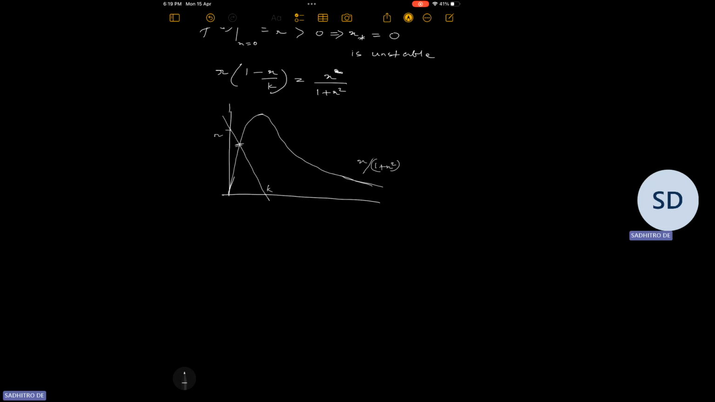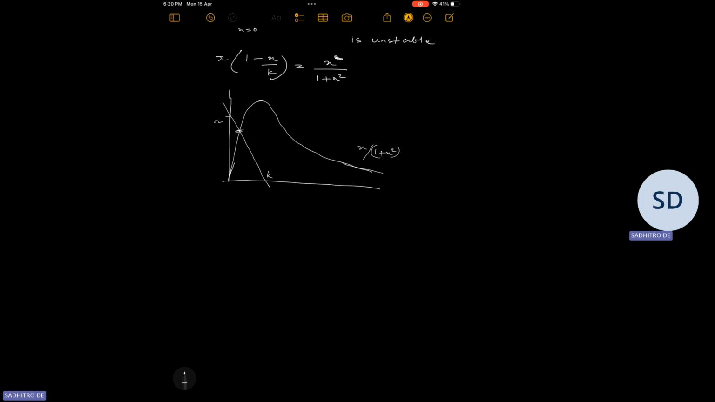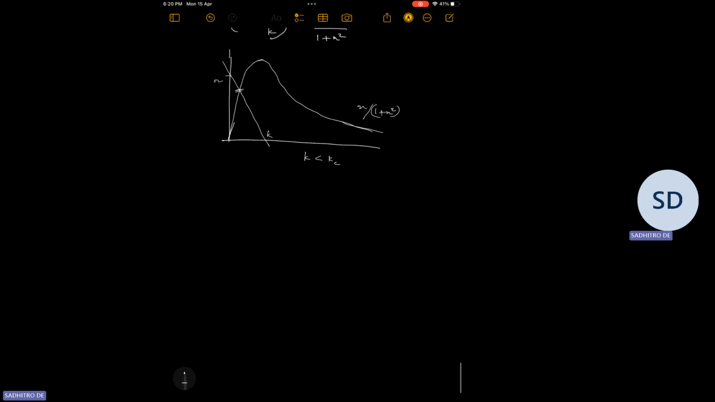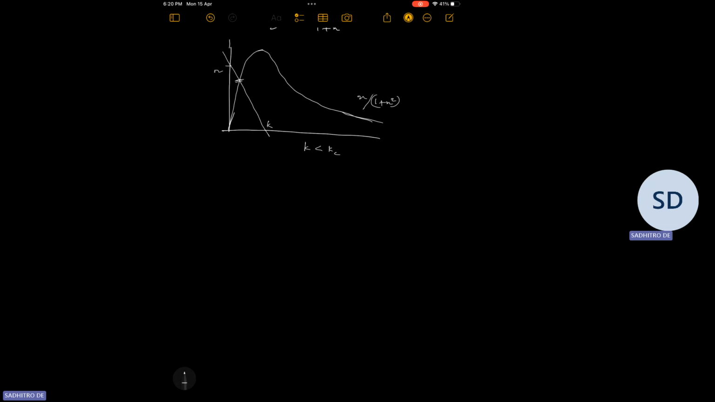Now let us see what happens as we change the parameters. Let us suppose that r is fixed and we change k. Let us first assume that k is fixed at a particular value. If k is a small value, then no matter how big r is, there is always one fixed point, as you can see from the graph over here. So here k is less than some critical value, which we can call kc. When that happens, there is only one fixed point in the system.